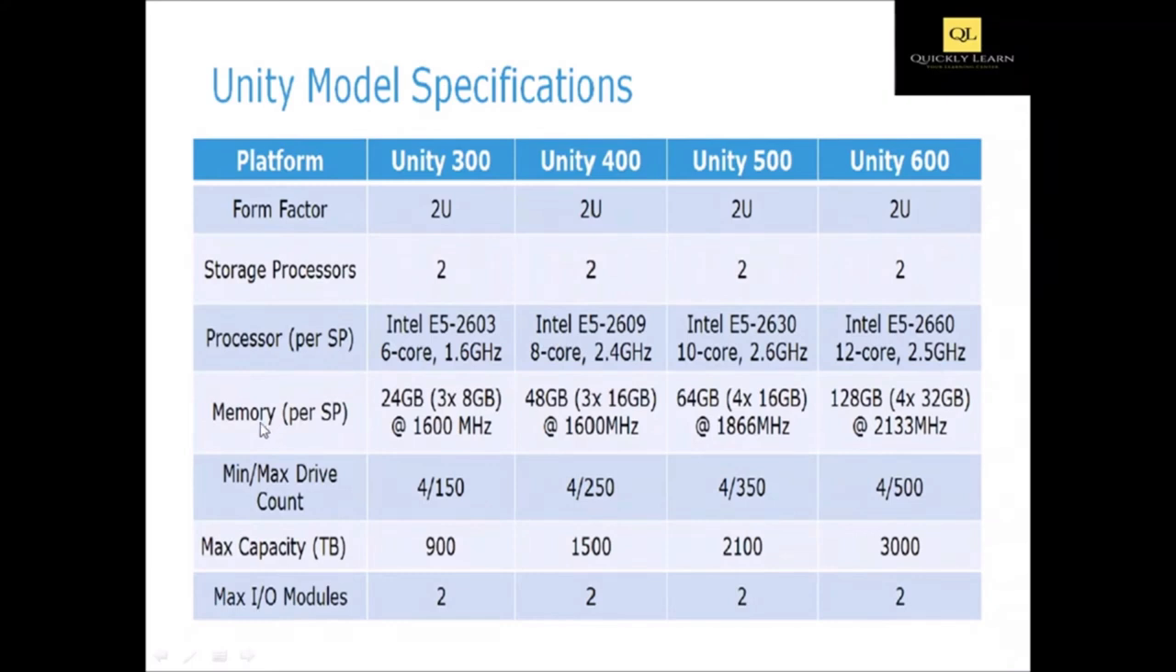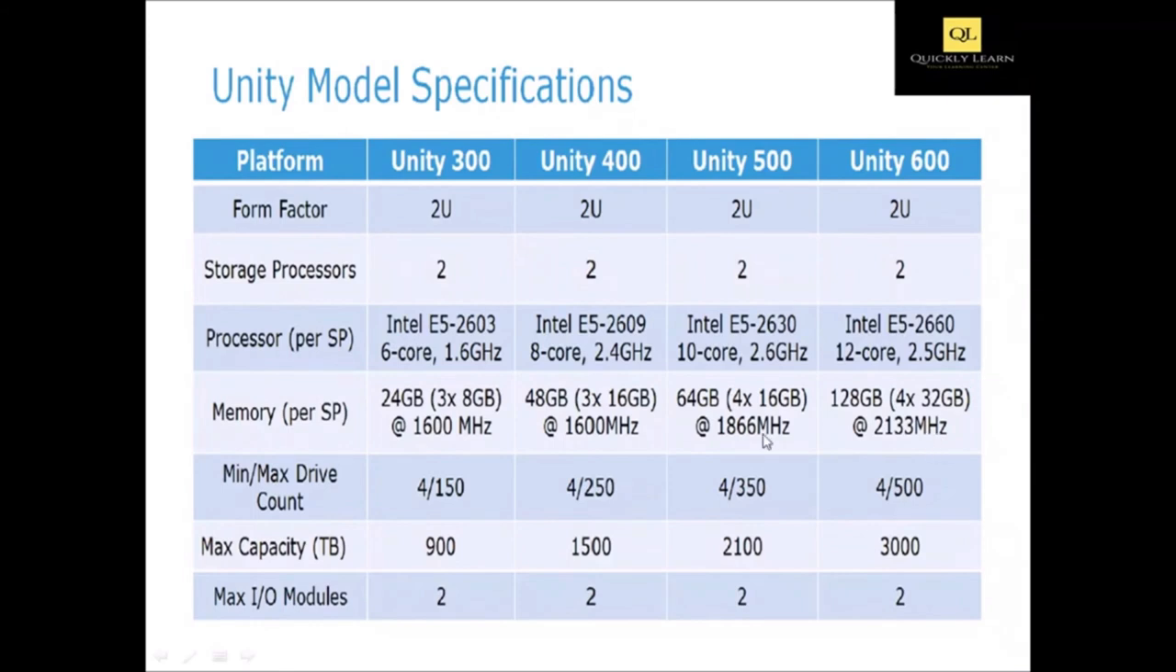Then RAM per SP, we get 24 GB over here at 1600 megahertz. Same we get with the Unity 400, 1600 megahertz, but there is an increase in the RAM, that is 48 GB. In Unity 500, we get 64 GB RAM, which provides us the 1866 megahertz speed. And with Unity 600, it is 128 GB, 2133 megahertz.